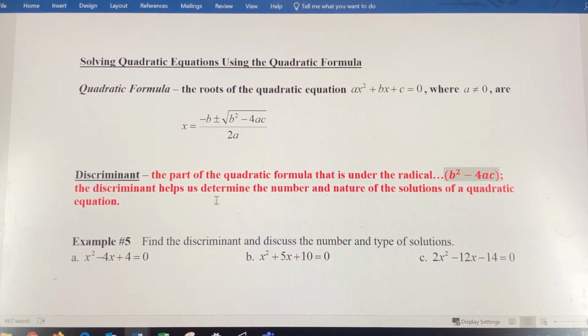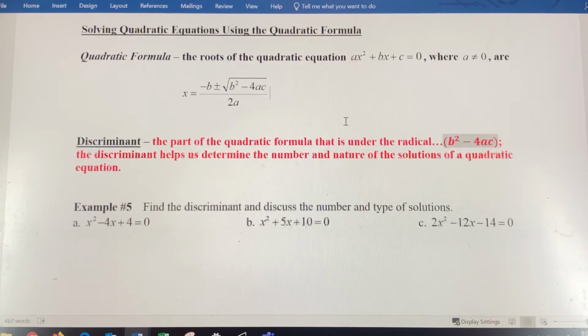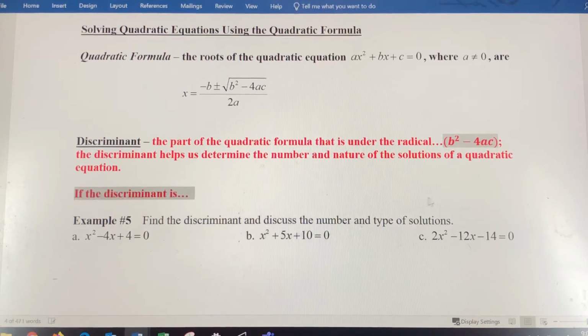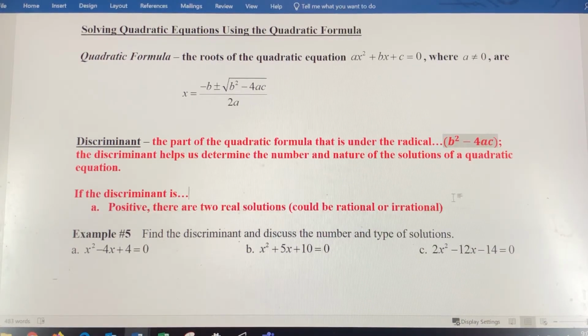Now, the discriminant is going to help us determine the number and the nature of the solutions that each quadratic equation will have, okay? So we're going to find what the value of this discriminant is, and that's going to tell us how many solutions there are and what type of solutions there are, okay? So if the discriminant is positive, when you do b squared minus 4ac, if you get a positive number, there's going to be two real solutions, okay?